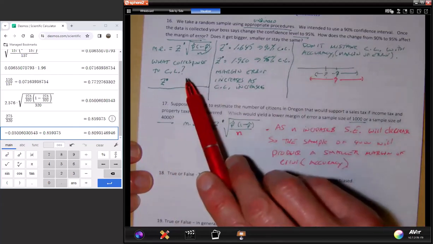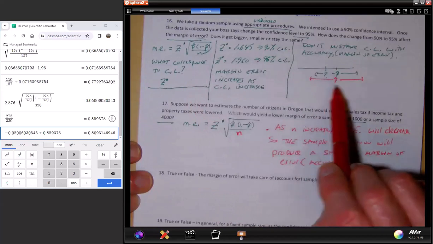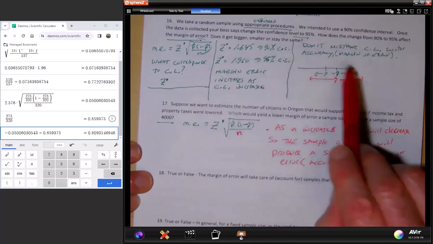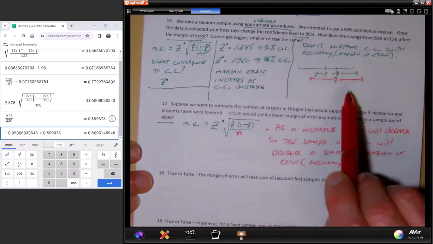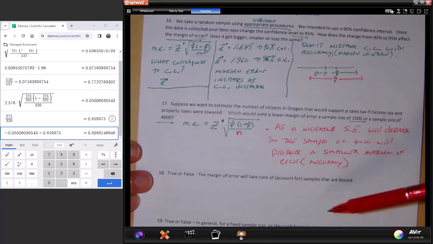As the confidence level goes up, all we're making is the interval bigger and we're more confident, but making the accuracy worse. But as n goes up, keeping this fixed, it will do the exact opposite. It will make the margin of error smaller as n goes up. So the two are combating each other.